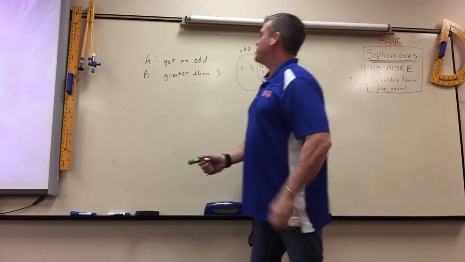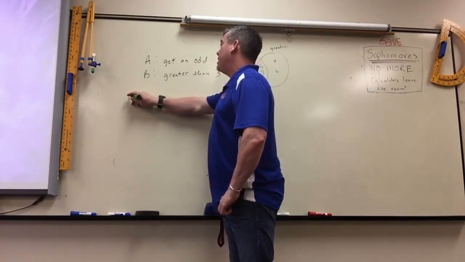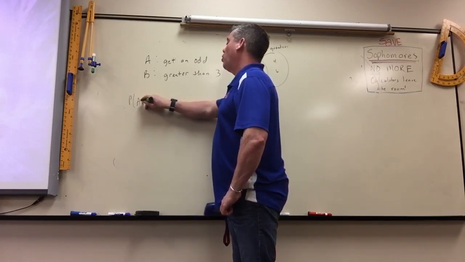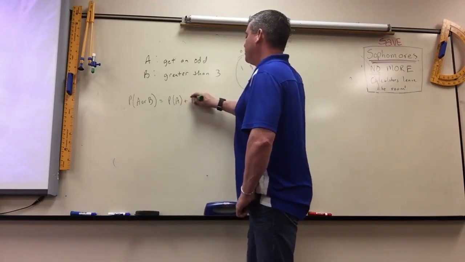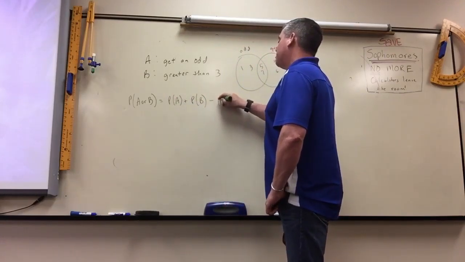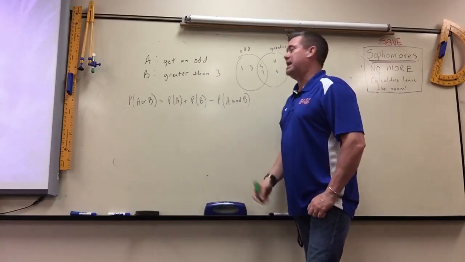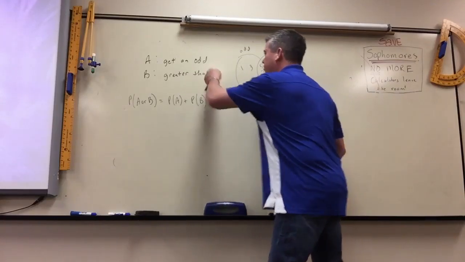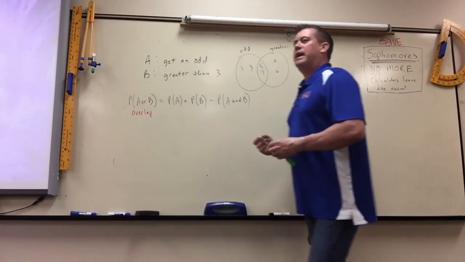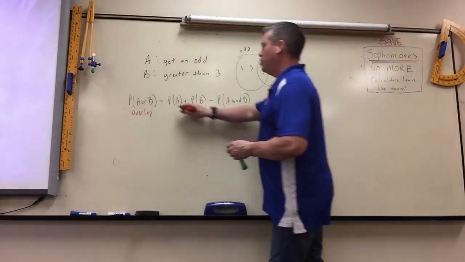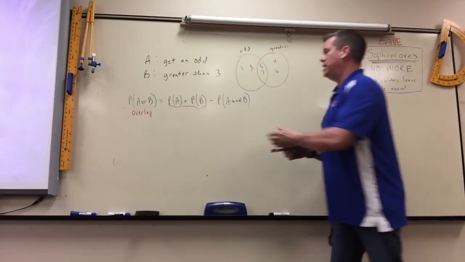So, since they overlap, you've got to do this, you might want to write it down, to find the probability of A or B. You got to take the probability of A plus the probability of B minus the probability of A and B. Now you only have to do this if they overlap. If they don't overlap, all you got to do is add the two together. You don't need to do this part here.